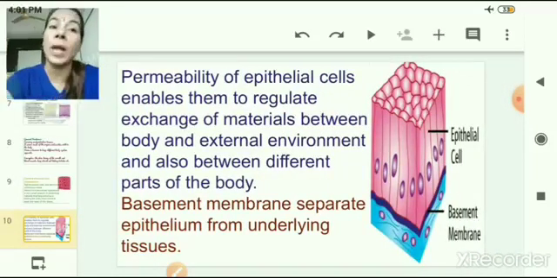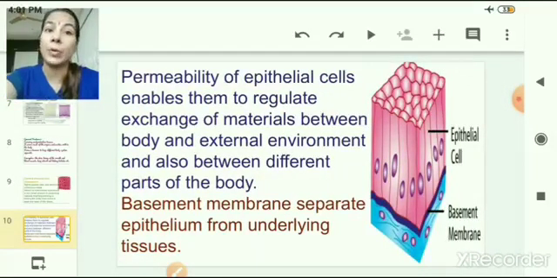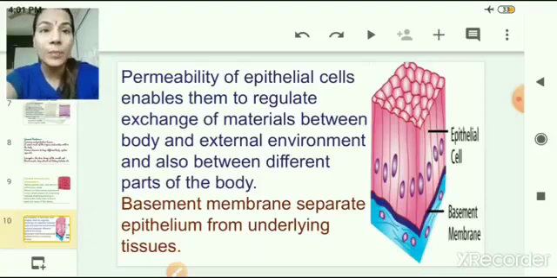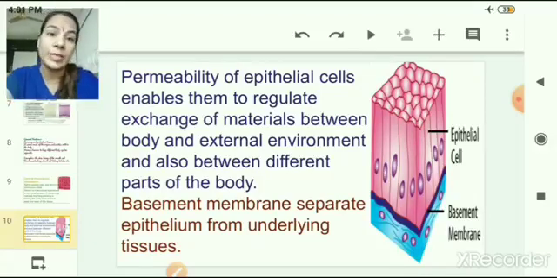Permeability of epithelial cells enables them to regulate exchange of materials between the body and the external environment, and also between different parts of the body. So this epithelial tissue plays a very important role in transporting various things in and out of the body, and in between the different organs, etc.